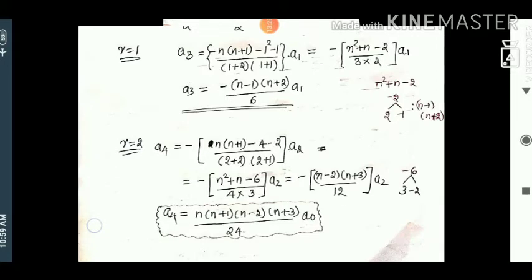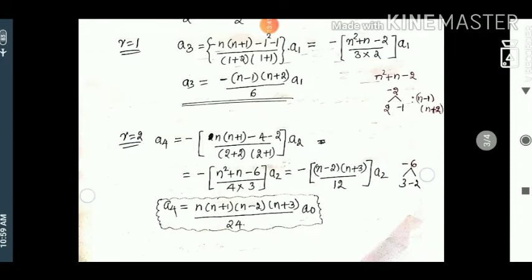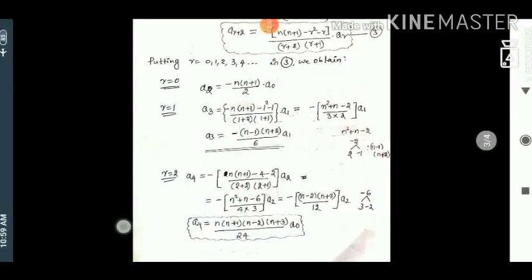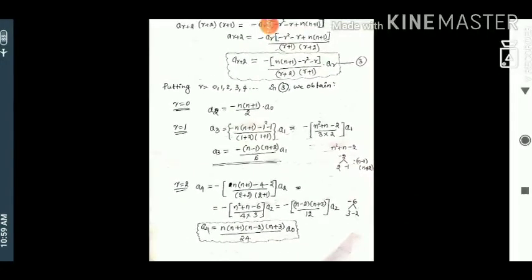So we get a4 as n into n plus 1 into n minus 2 into n plus 3 divided by 24 into a0, because here a2 we already evaluated. We know that a2 equal to minus n into n plus 1 by 2 into a0. So that we replaced here. So minus is there, and from a2 minus we take, so minus minus will be plus, n into n plus 1 into n minus 2 into n plus 3 by 24 into a0 by substituting a2. So hence we will get a4.